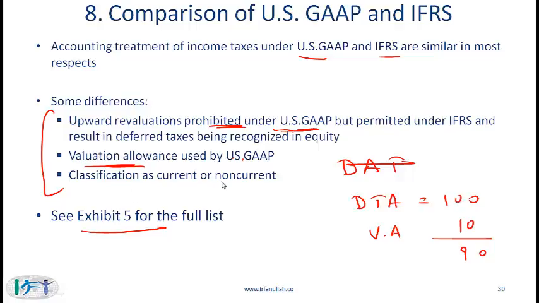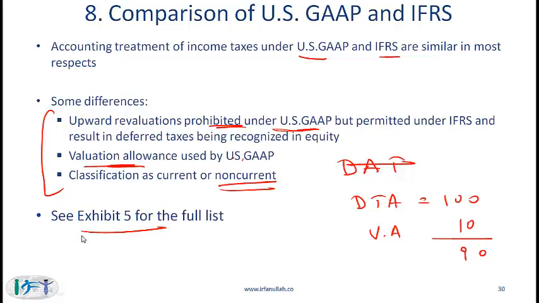Classification as current or non-current, as we've seen under IFRS, the classification is non-current, whereas under US GAAP, the classification depends on the underlying asset or liability. So again, I think this is the core material.